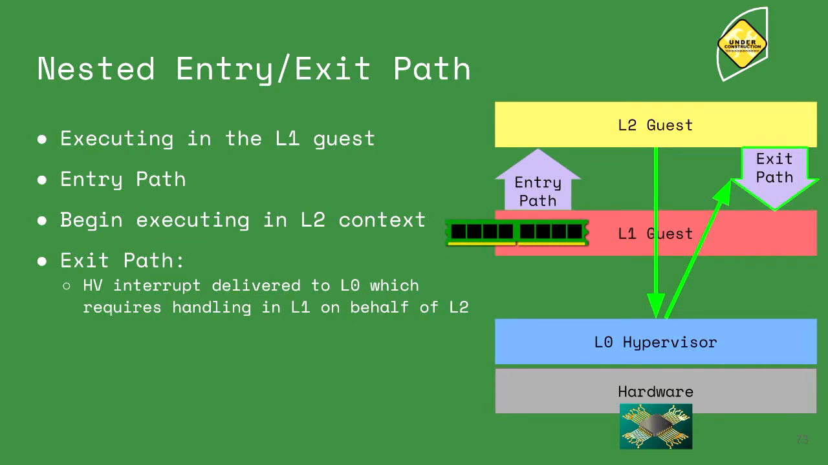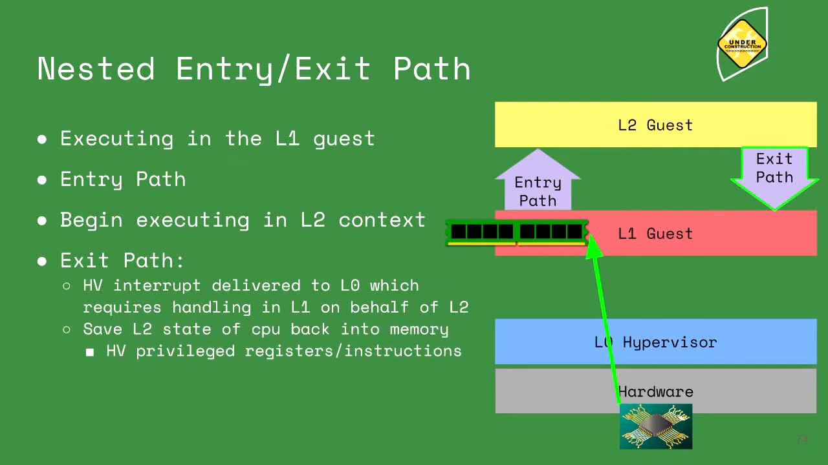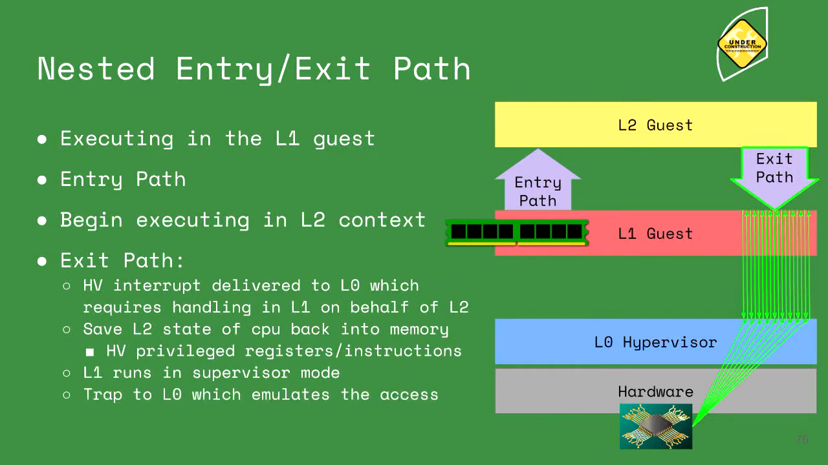Of course, at some point, we're going to take an interrupt, which will need handling in level 1, because level 1 is providing the hypervisor functionality for level 2, even though the interrupt's delivered to level 0. So again, we can take this KVM exit path, where we need to save the level 2 state off the CPU into our memory. And you might have guessed it, we run into some problems again because there's a hypervisor privilege required to do this. Again, we can trap to level 0 and emulate these accesses.